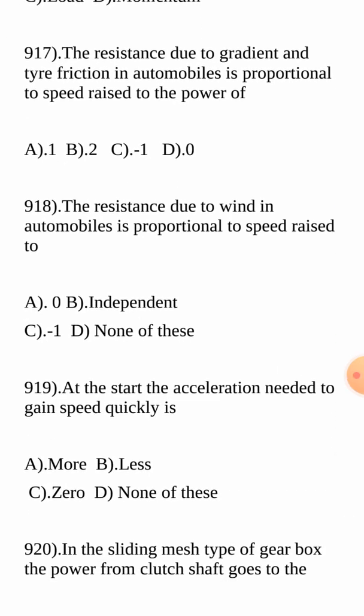The resistance due to gradient and tire friction in automobiles is proportional to the speed raised to the power of. So here your answer is constant. It is constant with the speed. Your answer is D. Constant means 0. So your answer is D.